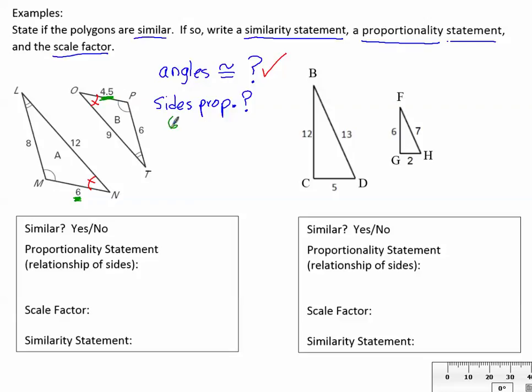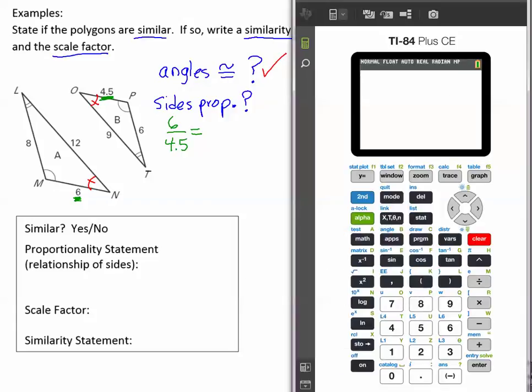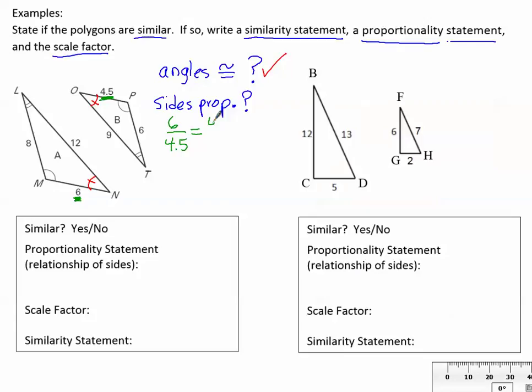So I'm going to say 6 divided by 4.5. What does that simplify to? If I have my graphing calculator, I can say 6 divided by 4.5, math, enter, enter, to simplify the fraction. That makes 4/3. So this simplifies to 4/3. Then I have the medium side over the medium side. 8 over 6 also simplifies to 4/3, and finally 12/9, the biggest sides, and that also simplifies to 4/3. So yep, the sides are proportional.